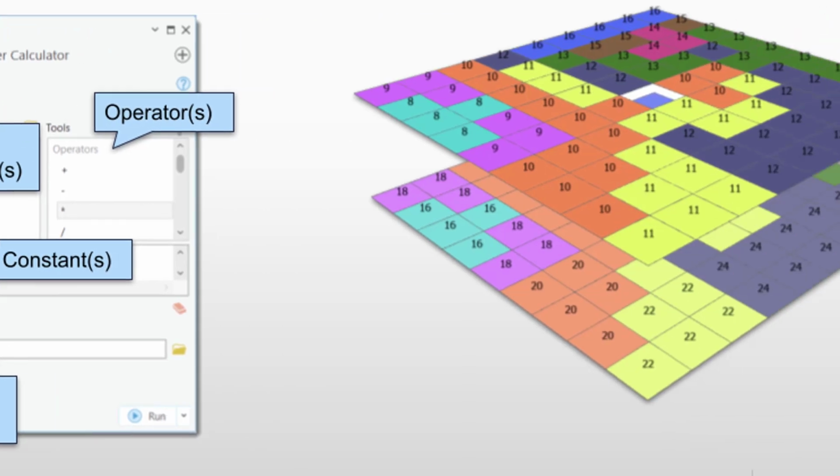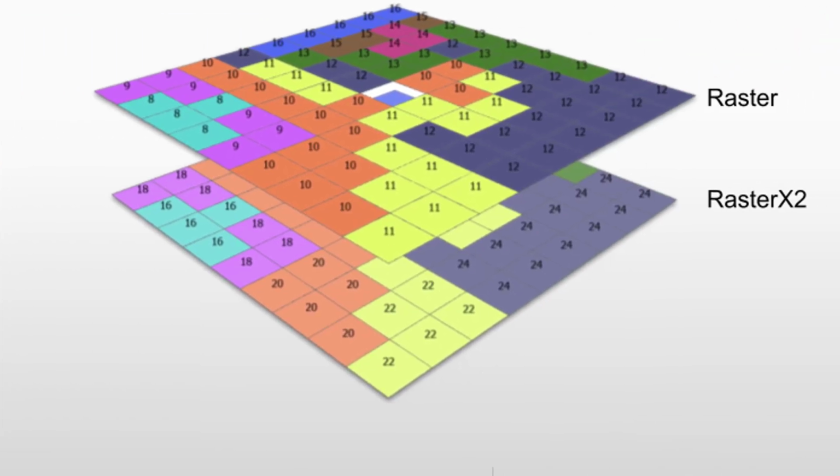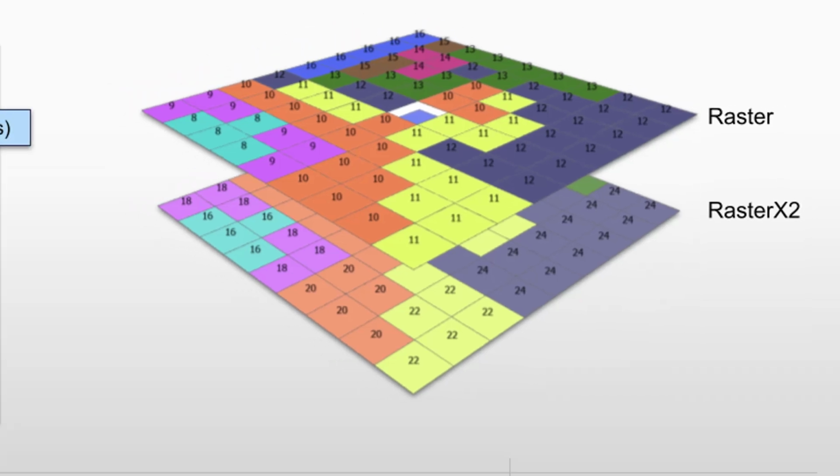And if you look at the example on the right, you can see I have my input raster with all of my cell values and then my output raster. And every cell in my input raster is multiplied by 2 and saved to my output raster. So the cell that is in the upper left-hand corner is 9 in the input raster and is 18 in the output raster. Or all the cells that are 10 in the input raster are saved out as 20 in the output raster because 10 times 2 is 20.